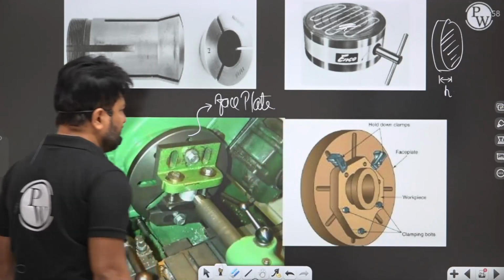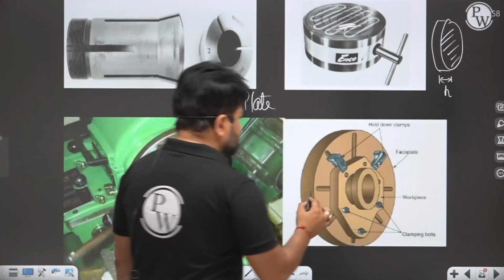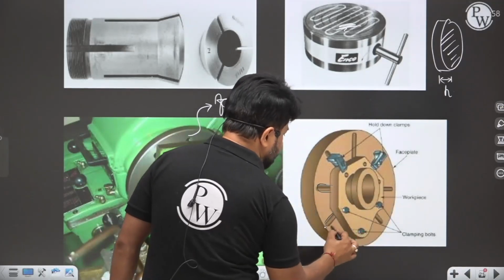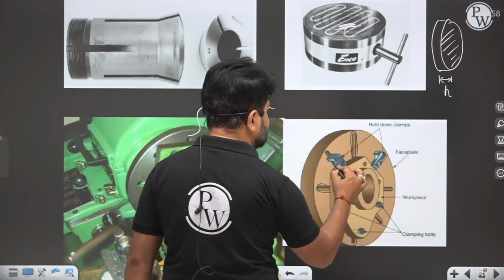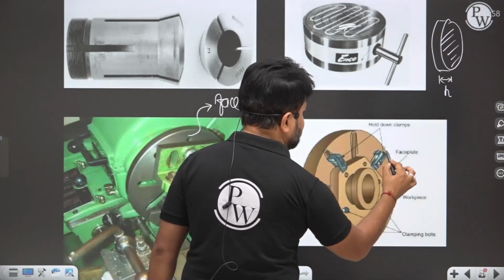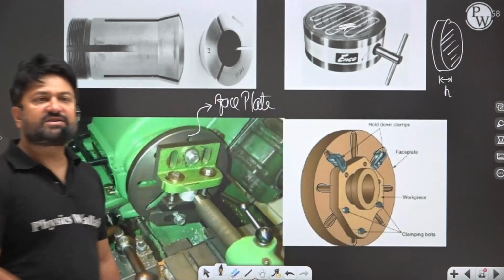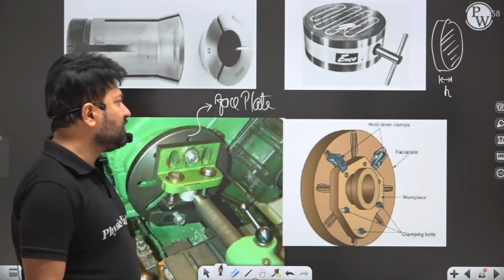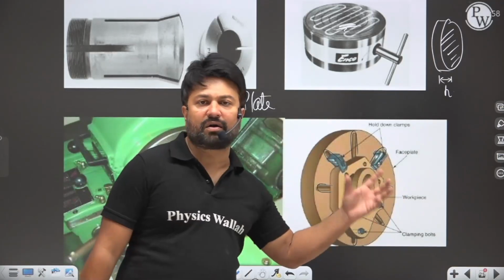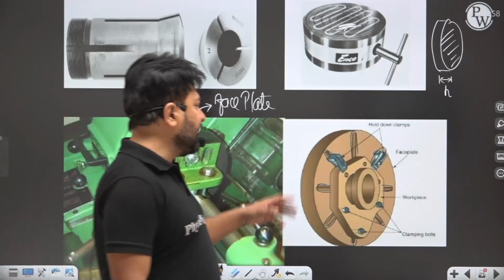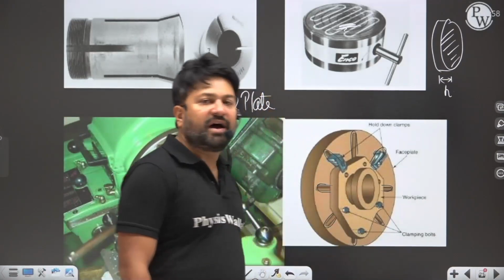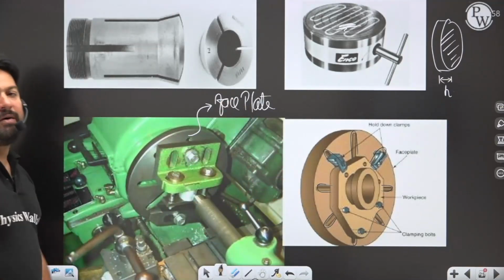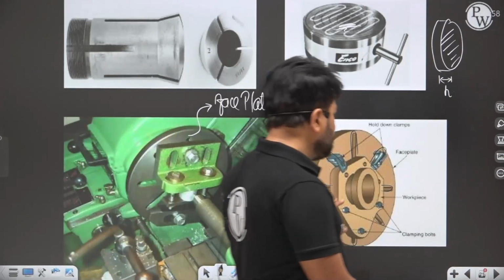Basically, on a faceplate there will be slots. These are the slots. In these slots we are going to hold a workpiece with the help of what? Your clamping pin, your clamping bolt, right? With the help of clamping bolts, we are going to hold the workpiece using the slots available in the faceplate. So any complex shape is going to be held in the faceplate.